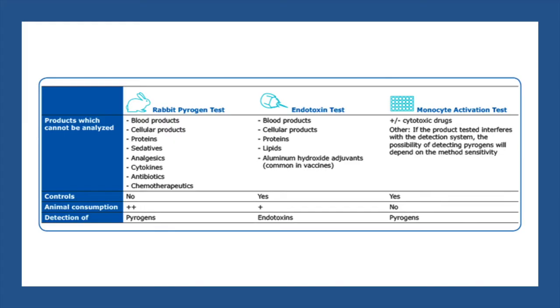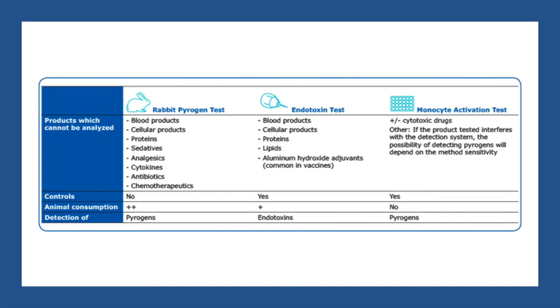And I just wanted to add this slide because I got asked why I didn't mention the monocyte activation test. And honestly, I wasn't very aware of the monocyte activation test. So just to put it in context of the rabbit and endotoxin test, the rabbit pyrogen test actually came first. It is quite a rapid method. You can get results in only 3 hours.